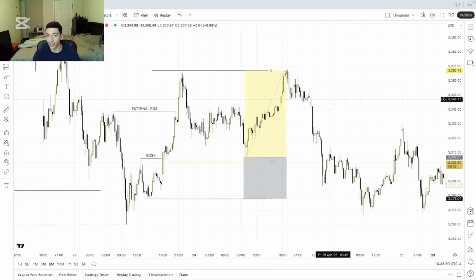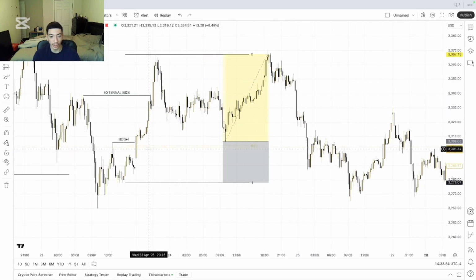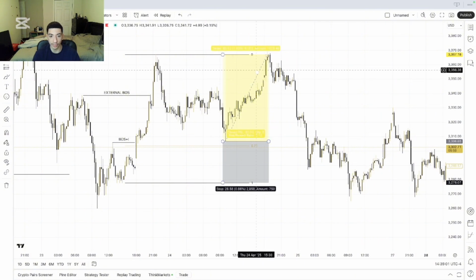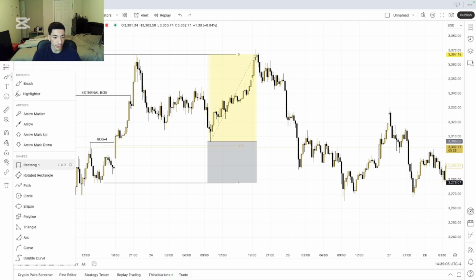I just wanted to show you guys another trade I took last week. If you watched the previous video, you would have seen I had a limit order set for this trade, and thankfully I was able to market execute and hit take profit. So I just want to show you guys kind of why I took this trade.